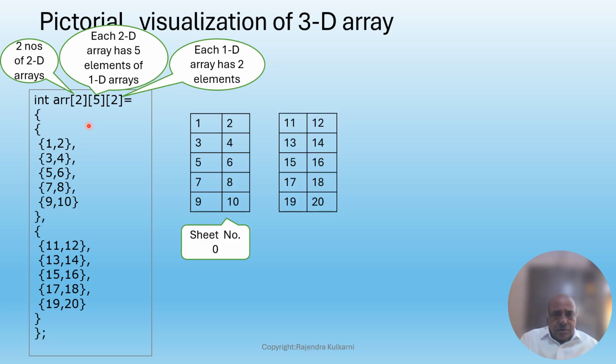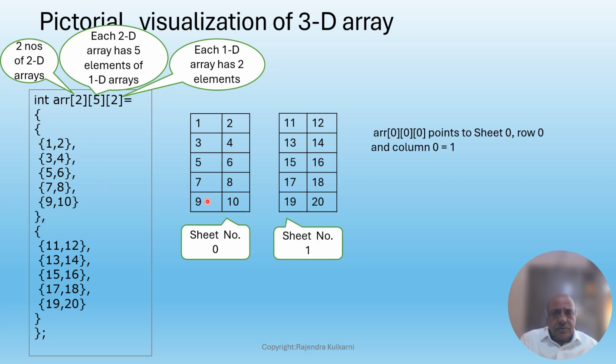So we can visualize it as a sheet number 0, where this 2D array can be visualized as a table. Then sheet number 1. So ARR[0][0][0] points to sheet 0, row 0 and column 0, which is 1 in this particular case.